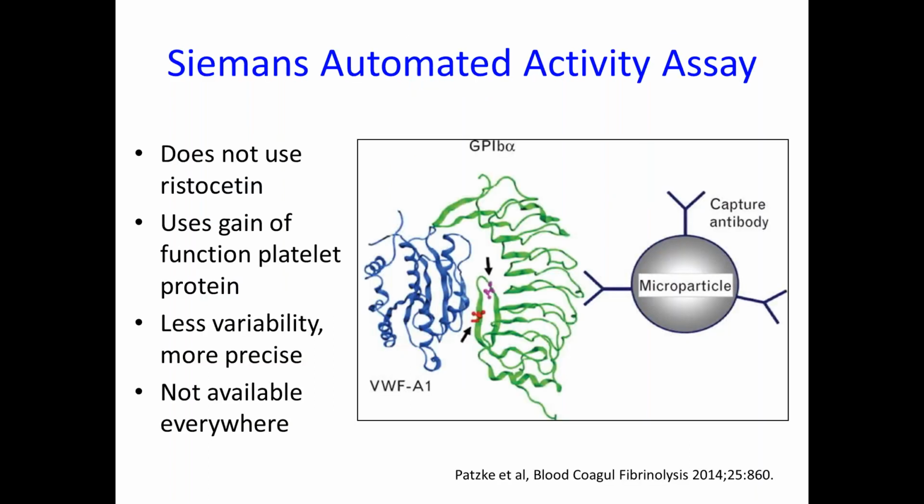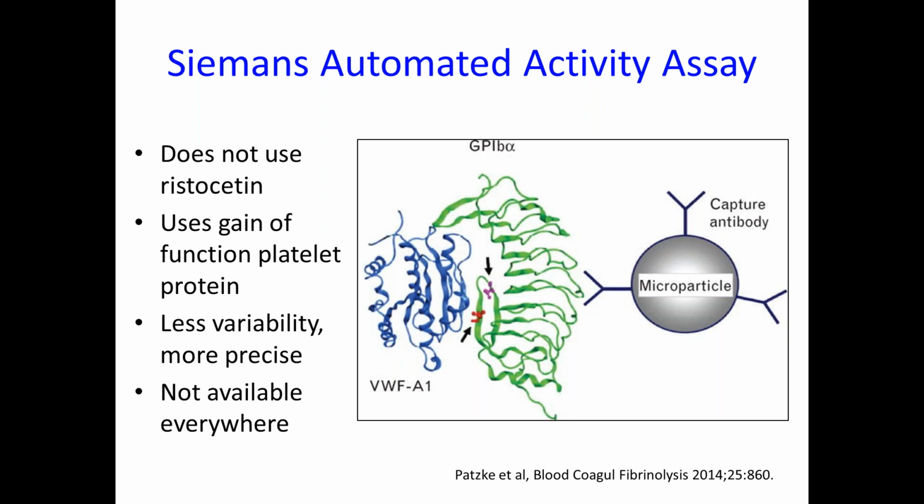Siemens has an automated activity assay that, again, does not use ristocetin. It uses a gain-of-function platelet protein. It's got two slightly different platelet type von Willebrand disease variants in it, but it's the same exact concept that you allow spontaneous binding between the GP1B alpha, which on their assay is attached to a microparticle, and the patient's von Willebrand factor, specifically the VWF A1 domain. The one nice feature is that it's not affected by the 1472H variant.